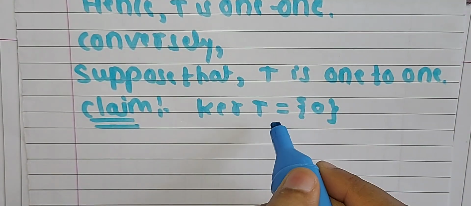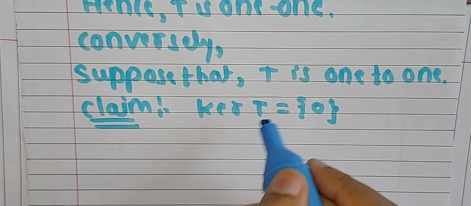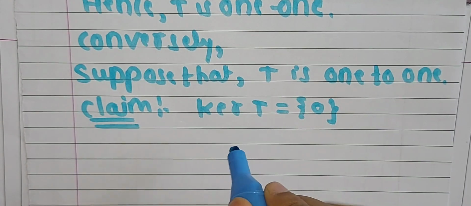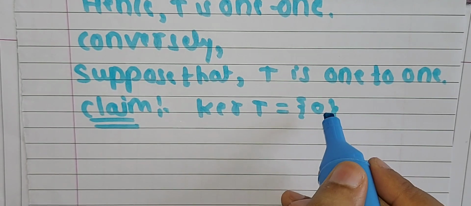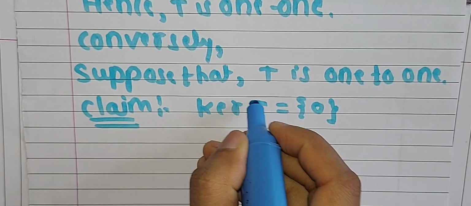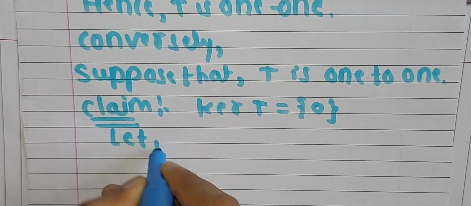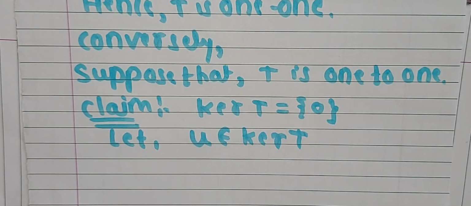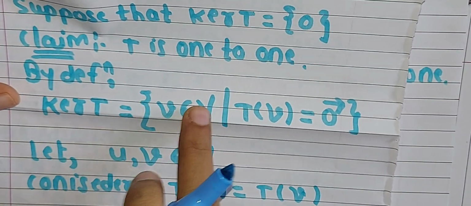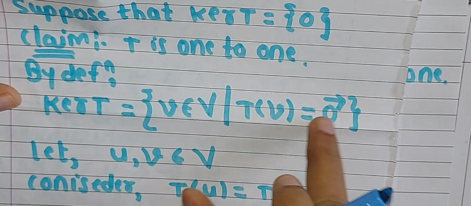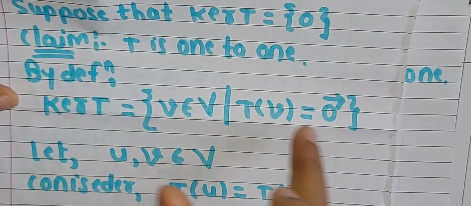To prove this condition, just consider one element from this kernel of T and then prove that this element is equal to 0. So for that purpose just consider one element from this kernel of T. Therefore let u belong to kernel of T. Then with the help of the definition of kernel of T, kernel of T is the collection of elements of my domain such that when we apply T on them, we get 0, that is T of v equal to 0.